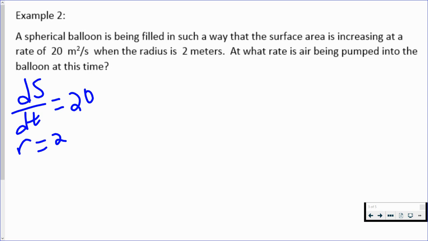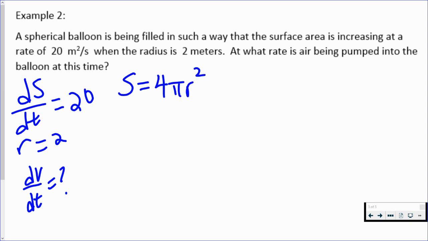We want to know at what rate air is being pumped into the balloon. So that wants us to find dV/dt, the rate of change of the volume. So let's write out some things that we know. Surface area, we have the rate of change of the surface area. So let's write out what is surface area of a sphere. Surface area of a sphere is 4 pi r squared. We want to know the rate of change of the volume, so let's write out the volume equation. Volume is 4/3 pi r cubed of a sphere.